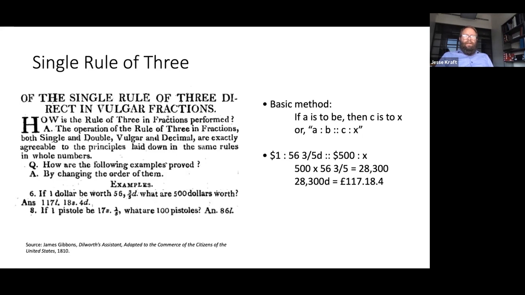Another method that people used was called the single rule of three. And this was to find out, if you knew how many or how much something was worth, how much several of them would be worth, essentially. So if A is to B, then C is to X. And of course, X is what you were trying to figure out. And there's a couple of examples at the bottom. If $1 be worth 56 and 3/5 pence, what are $500 worth? And that would be 117 pounds, 18 shillings, 4 pence. And if one pistole be worth 17 shillings 1/5, what are 100 pistoles? And the answer is 86 pounds.